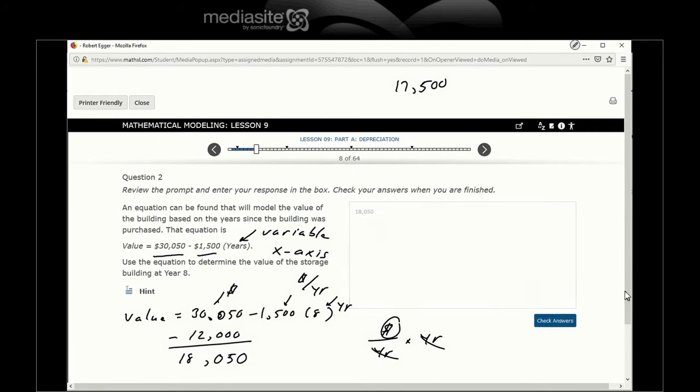18,050. Check answer. Yep, sure enough. And here's the math that we did. Here's my answer, and it's also down here, the correct answer. So using the equation is just a quick way of turning a graph line into a straight line variable formula.